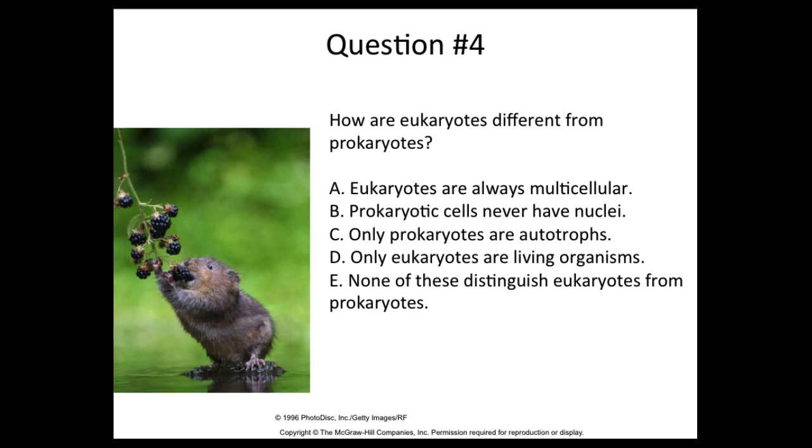All right, here's our next question. How are the eukaryotes different from the prokaryotes? The first choice is eukaryotes are always multicellular. The second choice is prokaryotic cells never have nuclei. The third choice is only prokaryotes are autotrophs. The fourth choice is only eukaryotes are living organisms. And the final choice is none of the above. None of these distinguish the eukaryotes from the prokaryotes. So pause the lecture now if you don't want to see the answer.